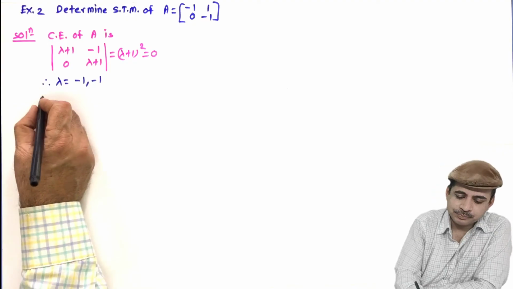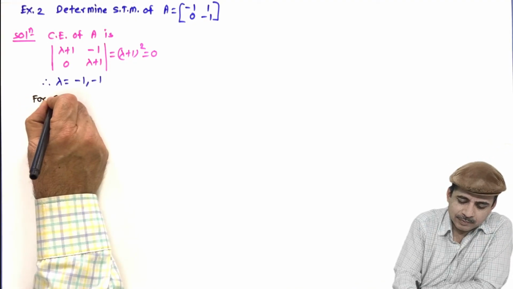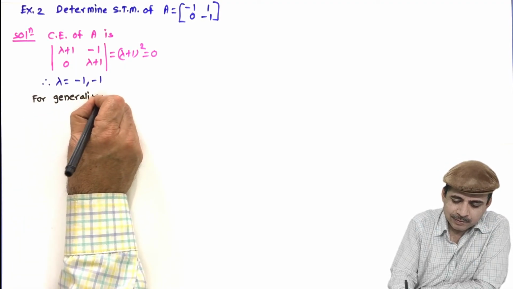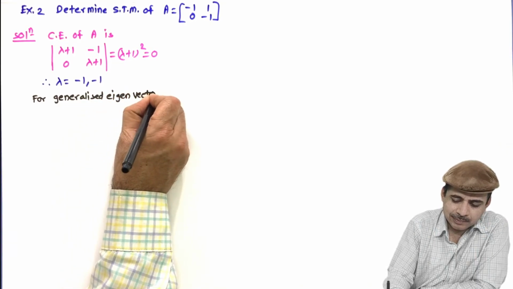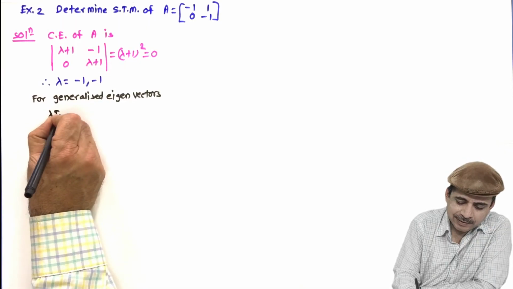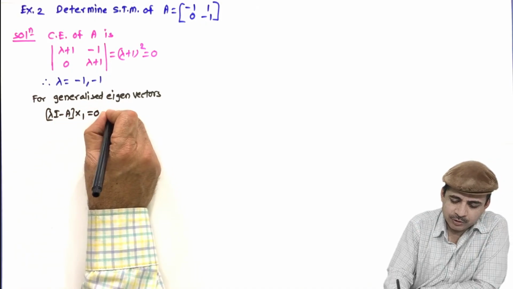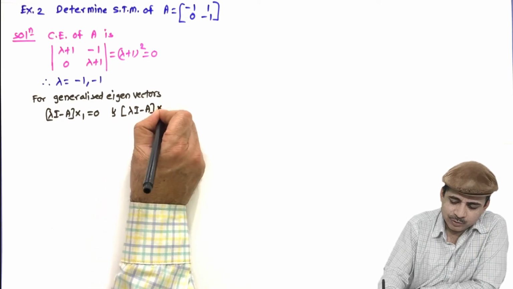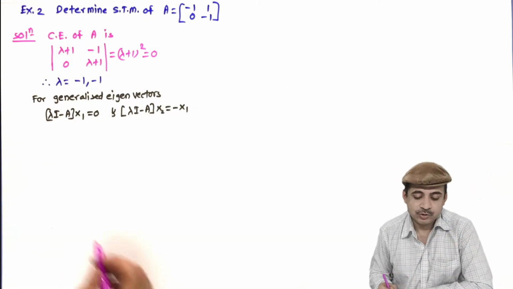For generalized eigenvectors, we have lambda I minus A into x1 equal to 0 and lambda I minus A into x2 is equal to minus x1. Correct? So we will do this one.